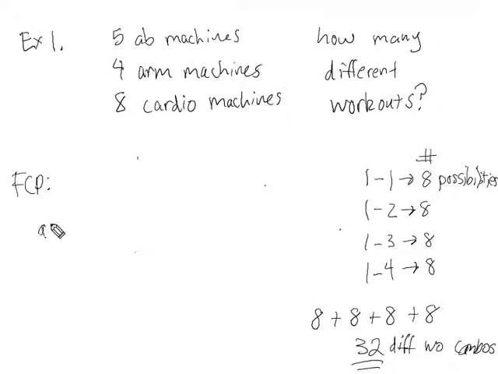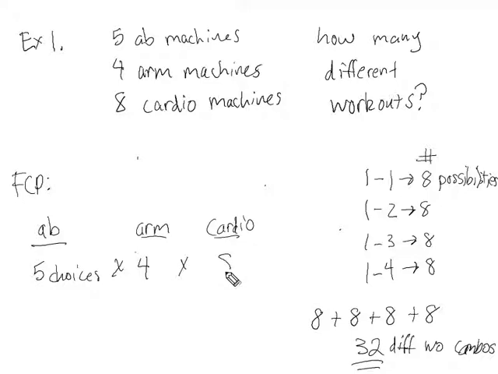So for ab machines, there are 5 choices. For arm machines, there are 4 choices. And then for cardio machines, there are 8 choices. And so real simply, to get the total number of choices, we just multiply all these together. So this would be 5 times 4, which is 20, times 8, which is 160.